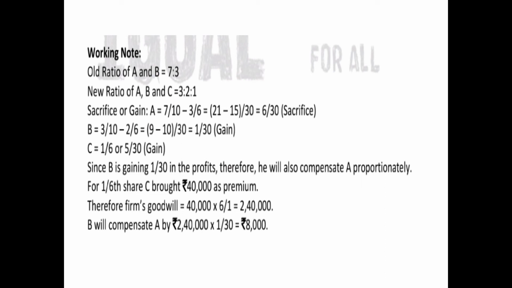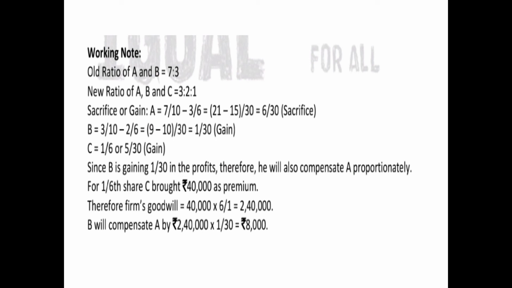And if you wish, since A is getting two things, the premium for goodwill brought in by the new partner as well as the compensation, you can also pass the combined entry, in which you will be crediting A's capital account with 40,000 plus 8,000, that is 48,000, and debiting premium for goodwill account 40,000 and B's capital account 8,000. So it is up to you whether you pass the combined entry or separate entries. But if the question specifically asks you to pass one single entry, then you have to pass the combined entry.